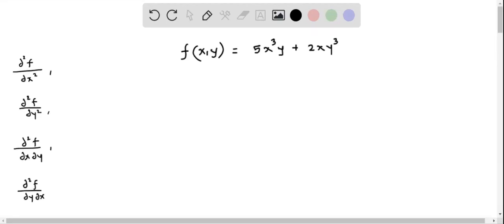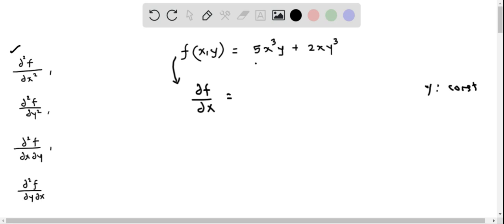Let's find the indicated partial derivatives. First, we find the second order partial derivative of f with respect to x. For this, we have to first determine the first order partial derivative of f with respect to x. So I differentiate f partially with respect to x, which is written as the partial derivative of f with respect to x. And when we do this, we treat y as a constant.